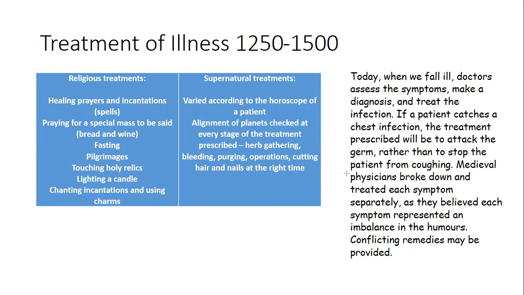Now, we can't do that in the medieval period because physicians break down each symptom because they believe that each symptom represented the humours. So conflicting remedies may be provided because ultimately they're not sure what is causing it. The cause of the illness is the four humours or a religious reason. That's not necessarily going to help the patient in terms of treatment. So you did have religious and supernatural treatments.